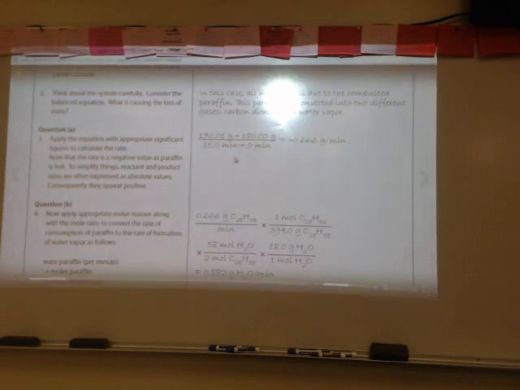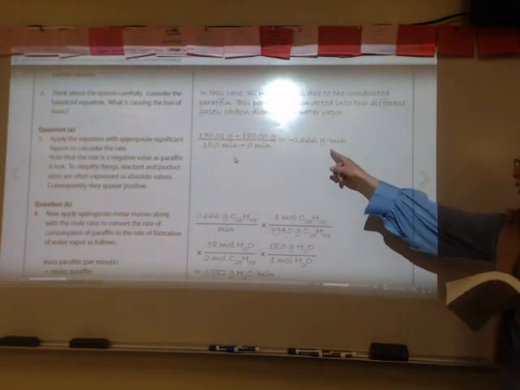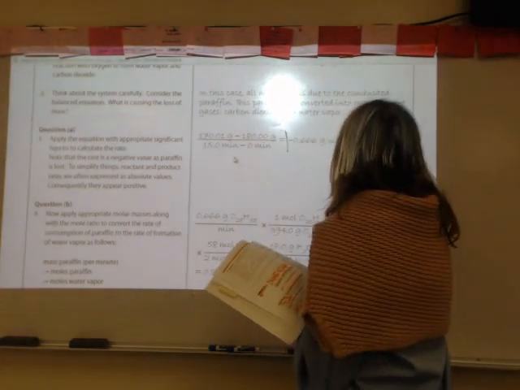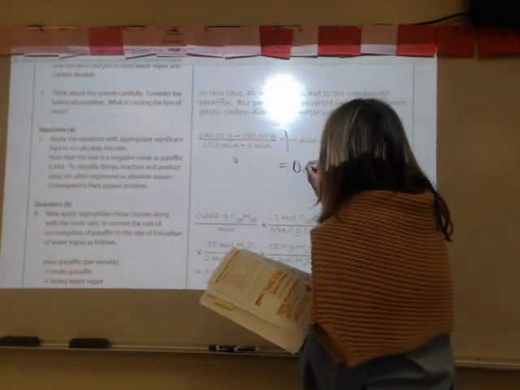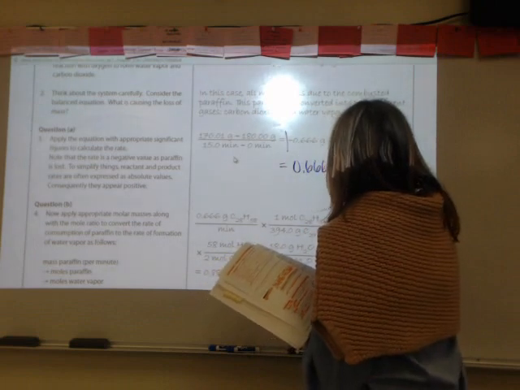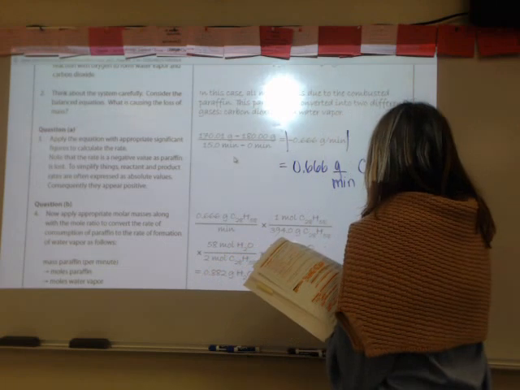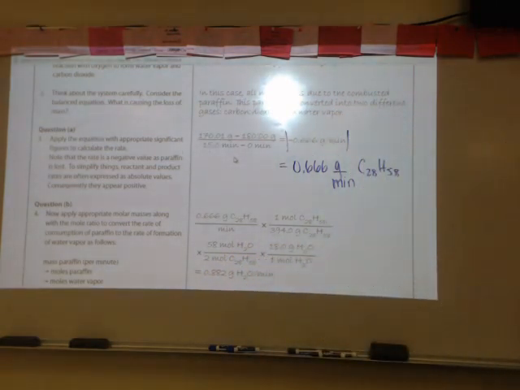It's 170 minus 180 over 15 minus 0. You're going to get negative 0.666 grams per minute. But I told you earlier we want the absolute value, so you would make this 0.666 grams per minute. And this is for the paraffin, so this is for the C28H58. It's important that you note what substance it is, okay?